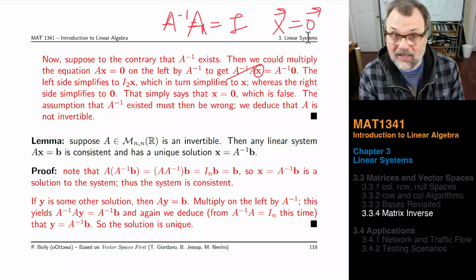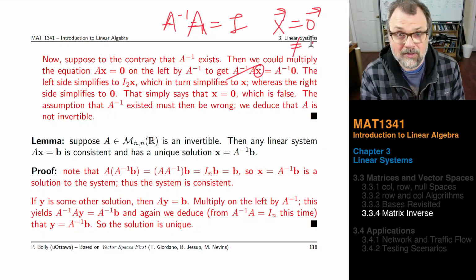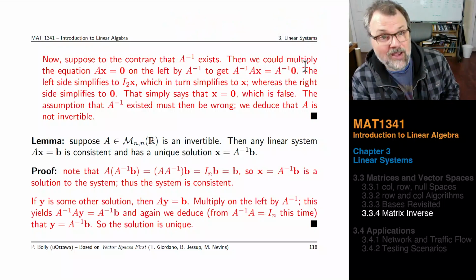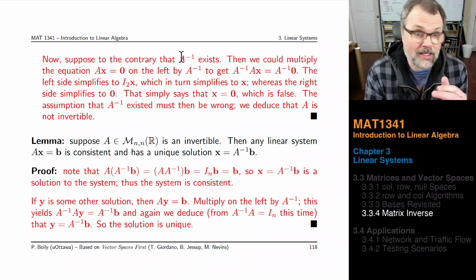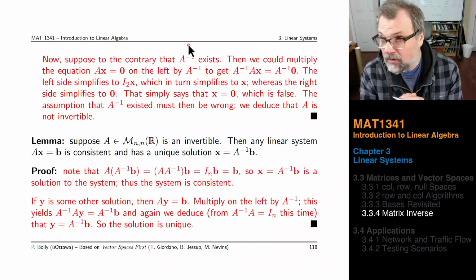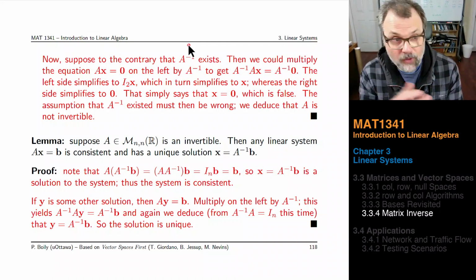But I know that's not the case, because x was equal to (1, minus 1). All right, so the only assumption I made at any point in the argument was that A inverse existed. So that can't be right. A inverse cannot exist. So A is not invertible.